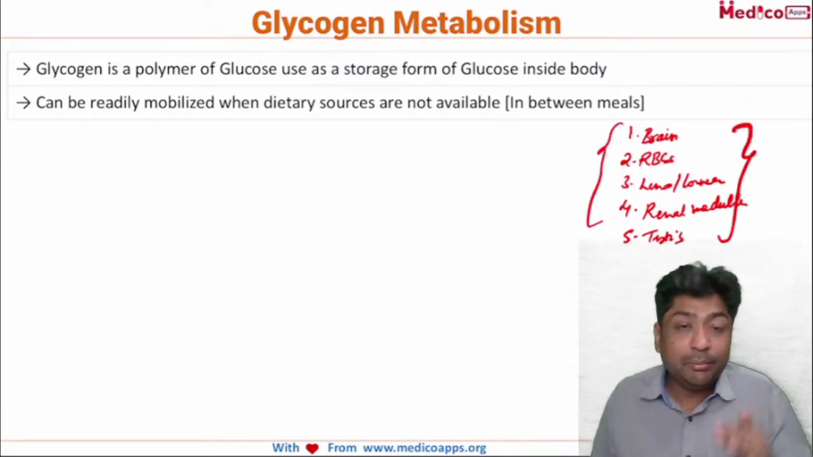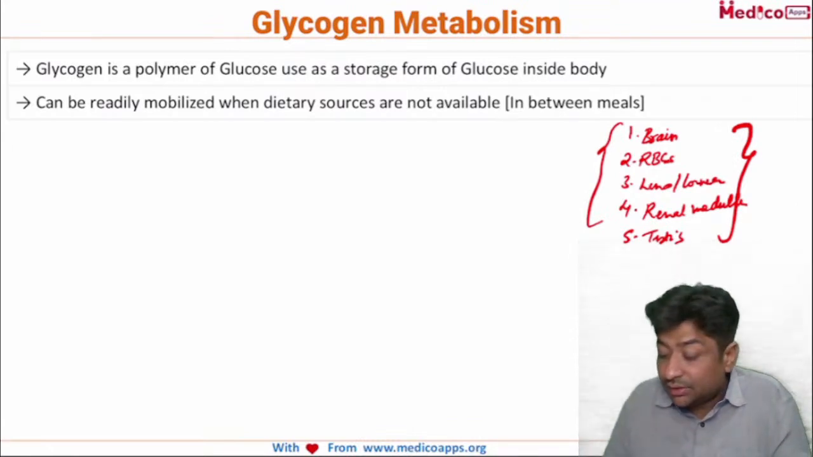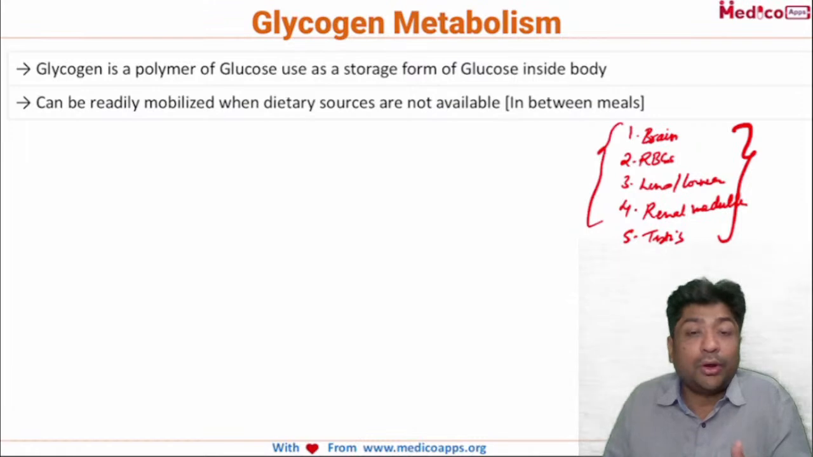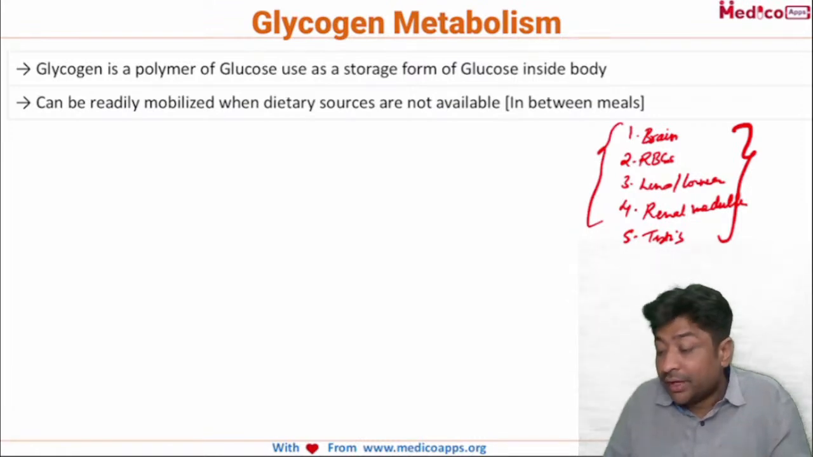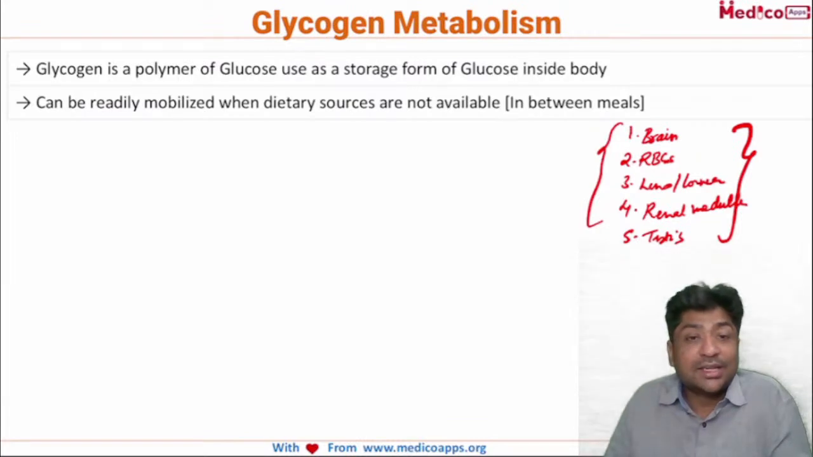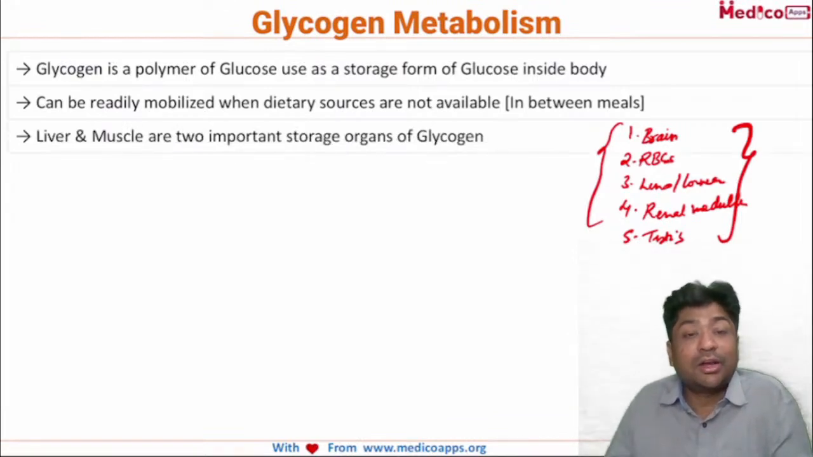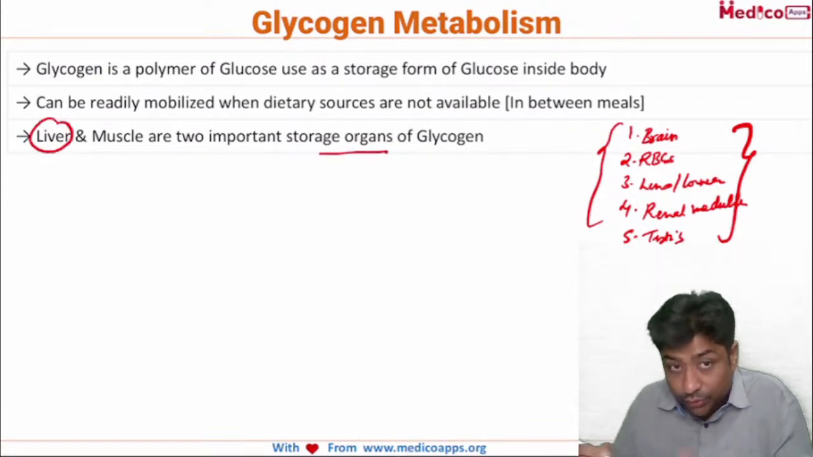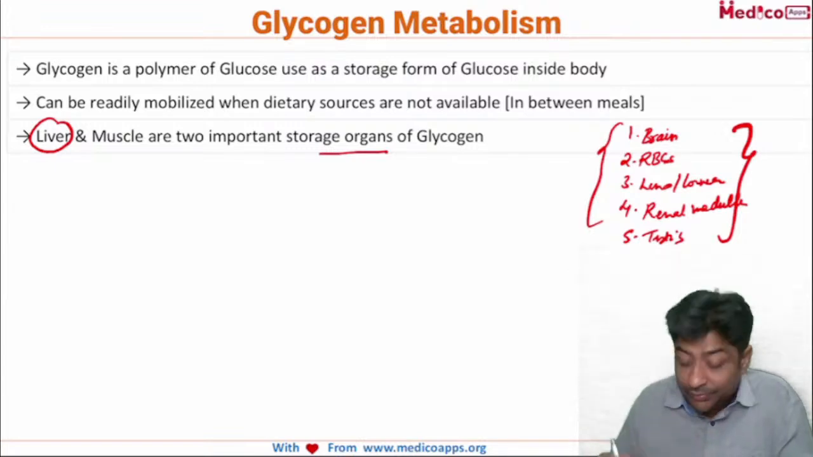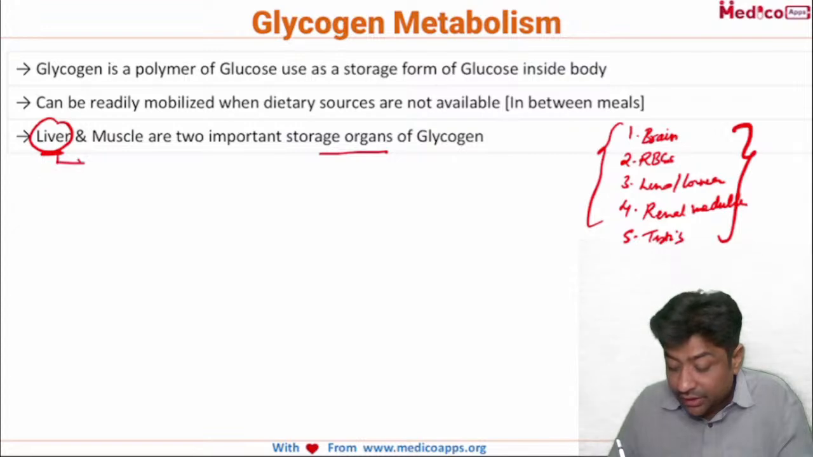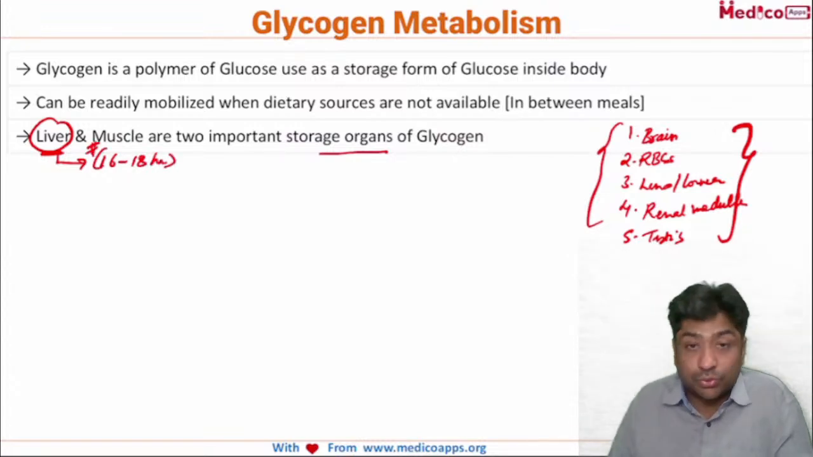If in between meals the glucose level starts to fall, this is the first defense mechanism of the body to not allow the glucose levels to fall down. Typically, a question asked is how long will glycogen stores last in our body. There are two organs where glycogen is stored, liver and muscle, the two most important organs for storage of glycogen. It is the liver glycogen which is the major storage form, and typically 16 to 18 hours is how long the glycogen store will last.